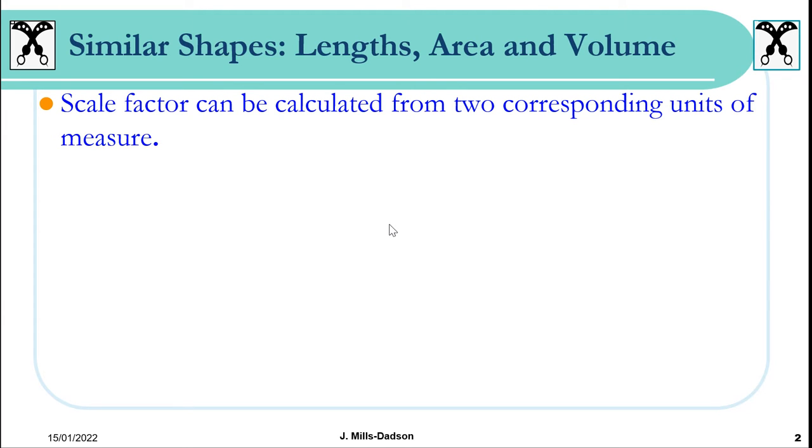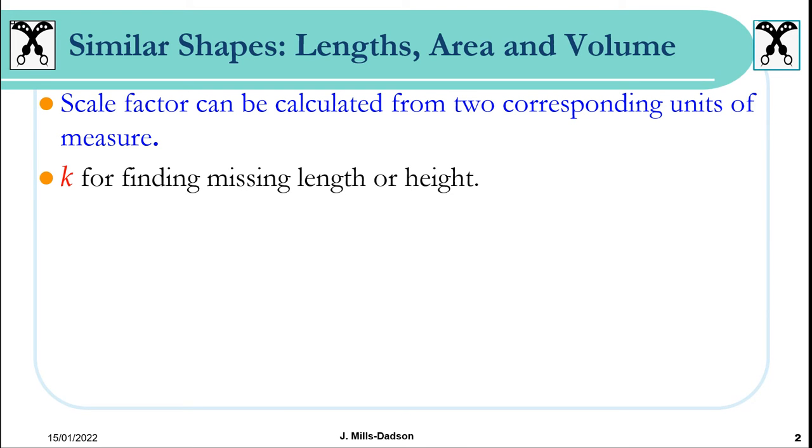Scale factor can be calculated from two corresponding units of measure. What that means is that you can use corresponding area to work out scale factor, corresponding volume to work out scale factor, corresponding length or height to work out scale factor. But the format will depend upon the units you calculate your scale factor from.